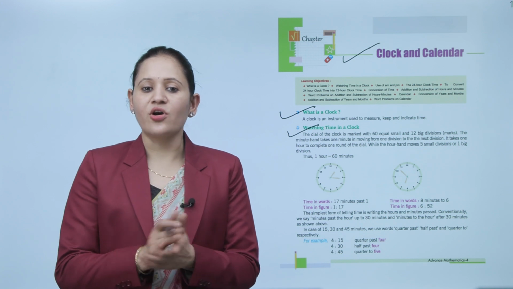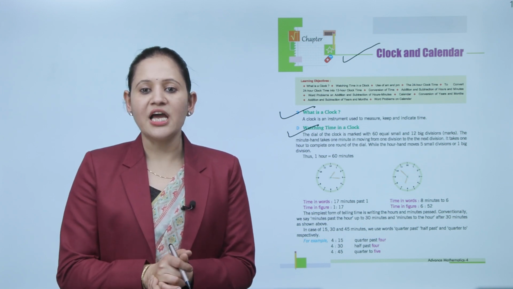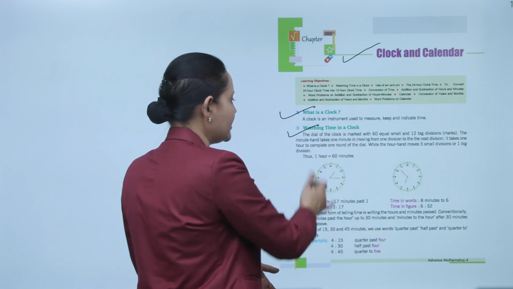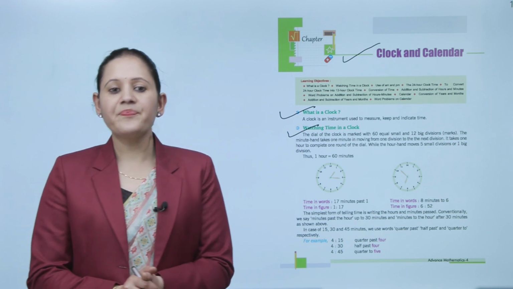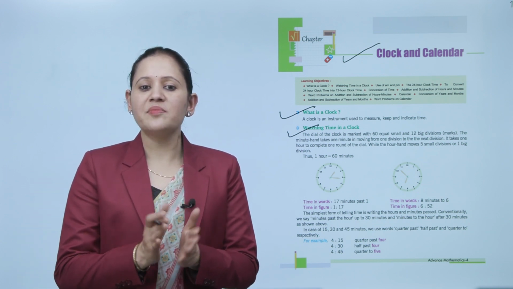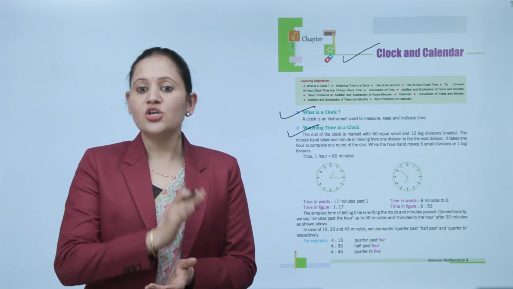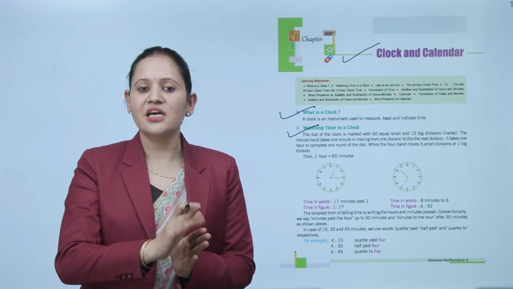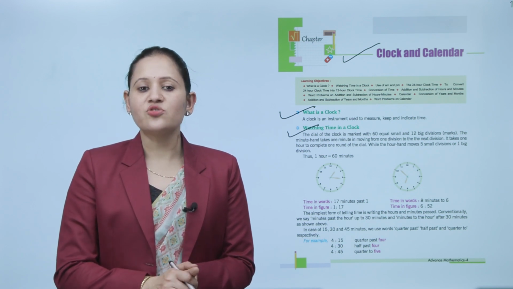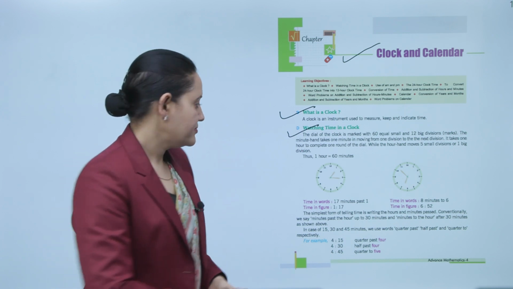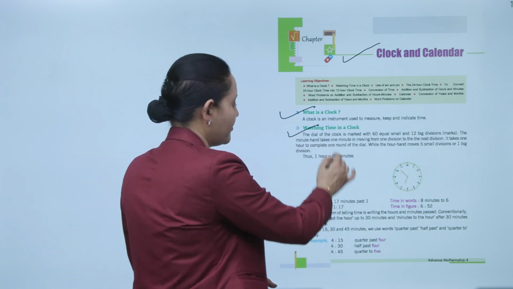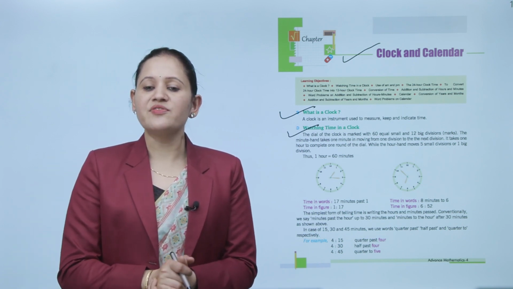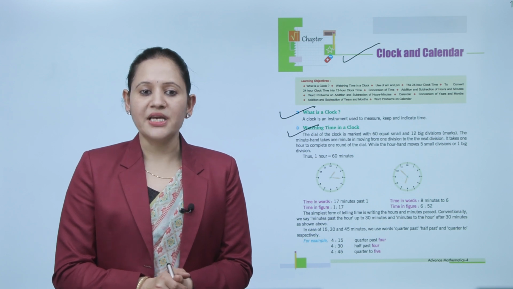A dial of the clock is marked with 60 equal small and 12 big divisions. This is the face of the clock. It has 12 equal divisions and 60 small divisions. Clear? The minute hand takes 1 minute in moving from one division to the next division. Minute hand ko 1 division se next division mein jane mein kitna lagta hai? 1 minute. It takes 1 hour to complete 1 round of the dial. Pura ek round karne mein, minute hand ko lagta hai 1 hour. Clear? While the hour hand moves 5 small divisions or 1 big division.